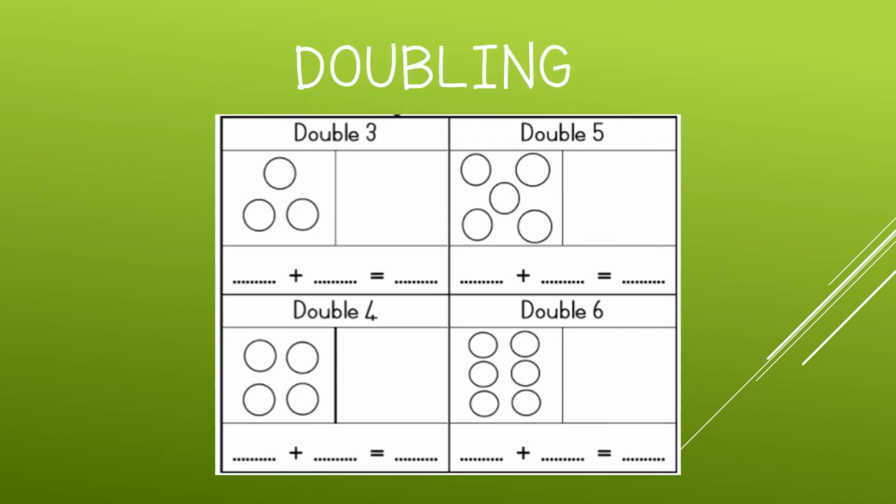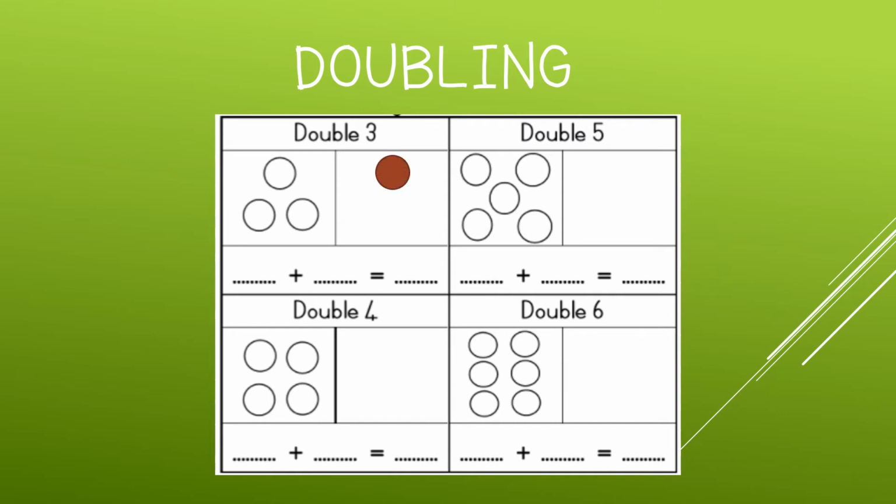So now we have our doubling, and we all remember that doubling is just a number adding itself. So in my first example, I have the number 3. So I need to double 3. In my block, I already have 3 circles. 1, 2, 3. Now I need to add 3 more circles.